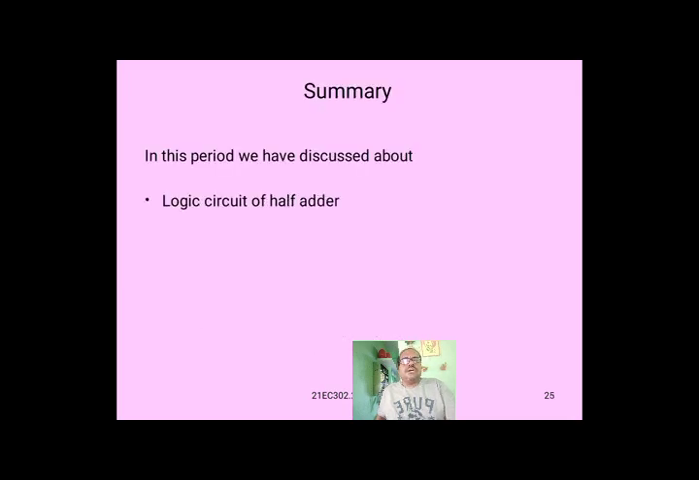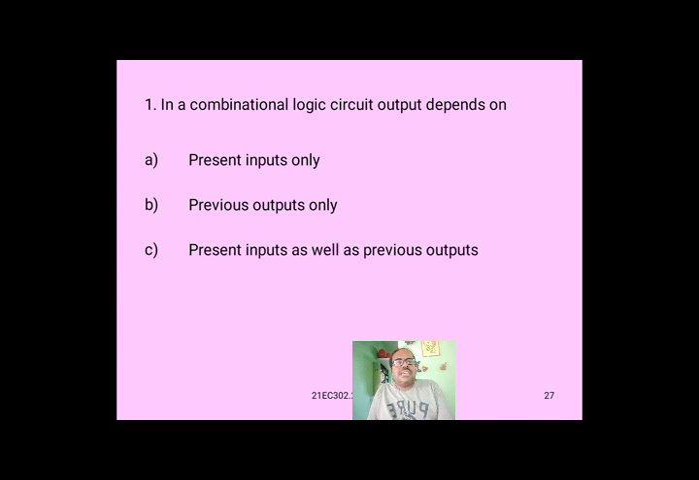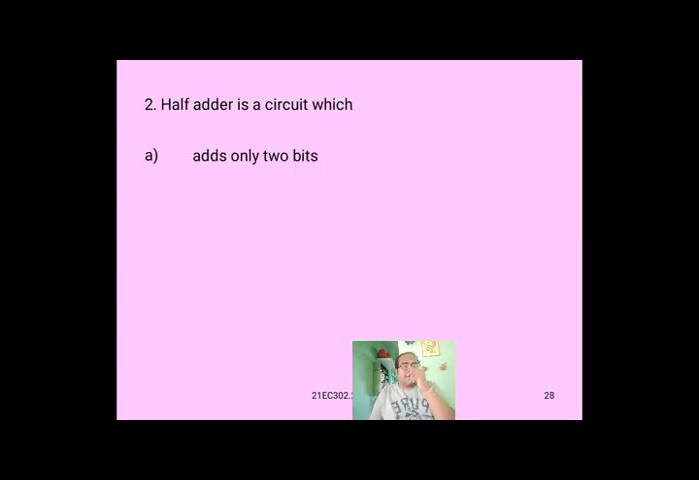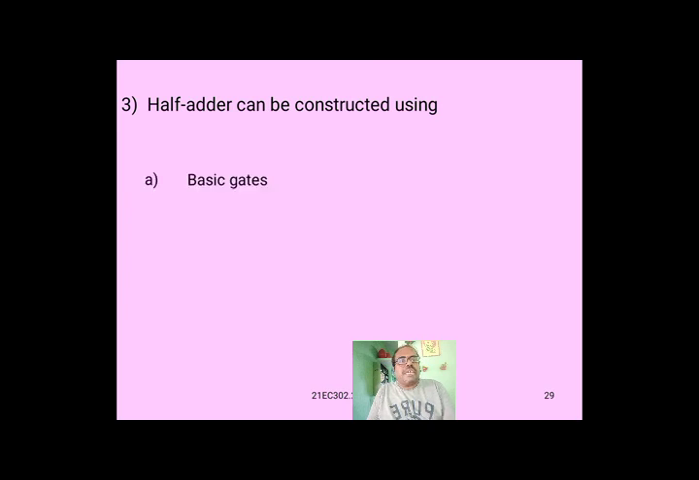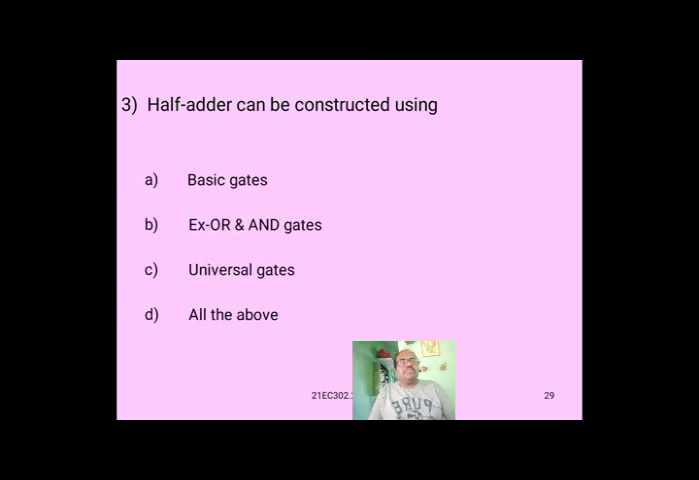Summary. Already we have discussed this one. Quiz is also more important. Once again repeating the quiz. In a combinational logic circuit, output depends on the present inputs only: A. Second one, half adder is a circuit which adds only 2 bits: also A. Third one, half adder can be constructed using basic gates, XOR and AND gates, universal gates also.